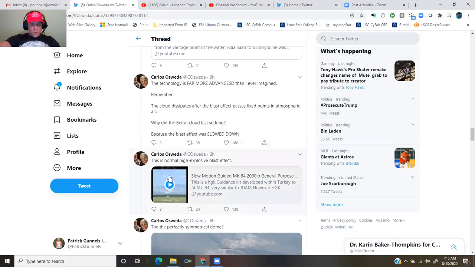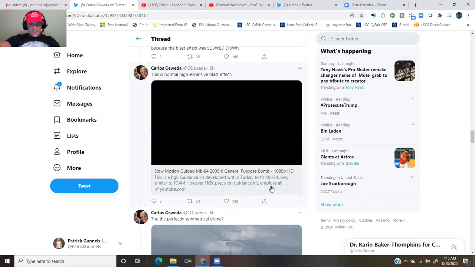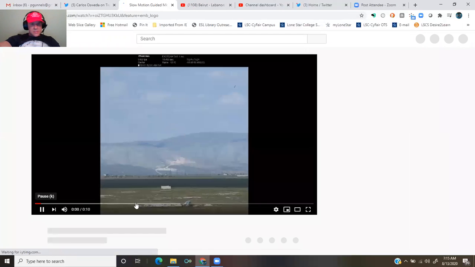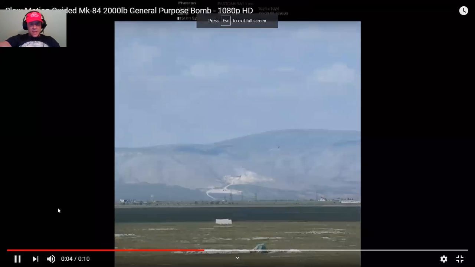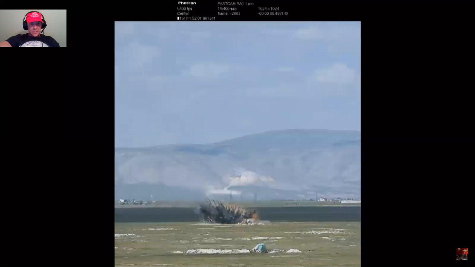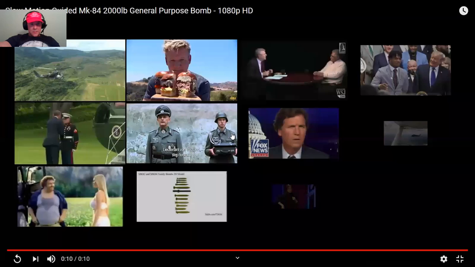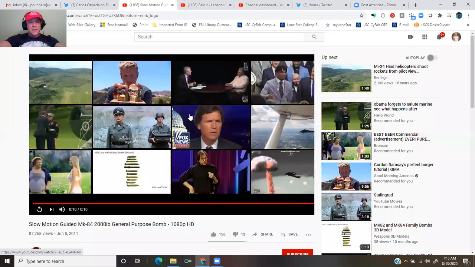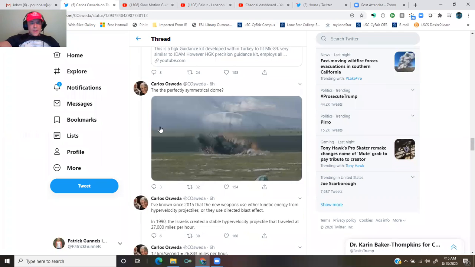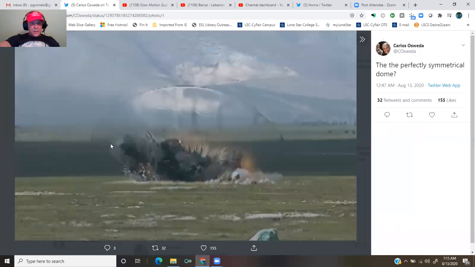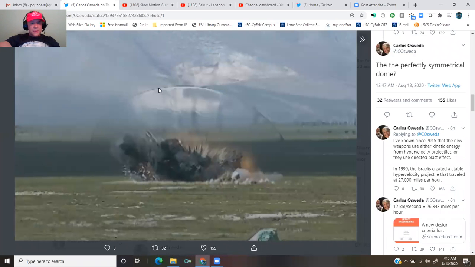This is normal high explosive blast effect. Ready? This is in slow motion, obviously. All right, there's your high. Did you see that? If you didn't see that, roll it back. You see the perfectly symmetrical dome, perfectly symmetrical.